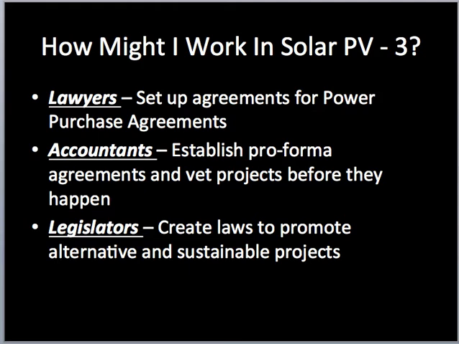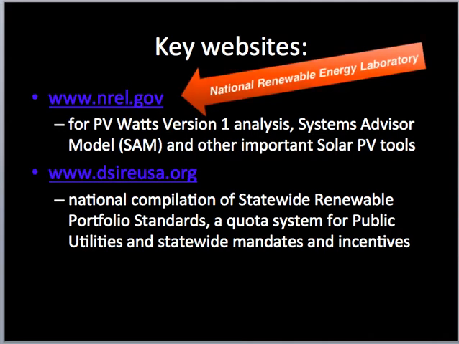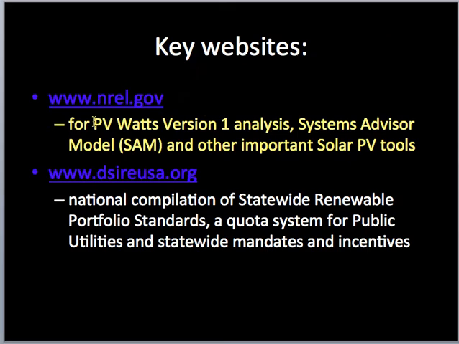This final slide I have for you is going to introduce 2 key websites that we're going to use throughout our training. The first one is the National Renewable Energy Laboratory website, found here at NREL. That website contains our PV Watts version 1 analysis, which is a software that's a free download on the internet that will tell us exactly what a PV system will produce over a 12-month period based on climatic conditions there.